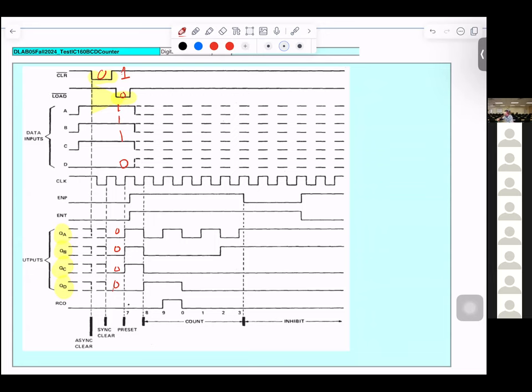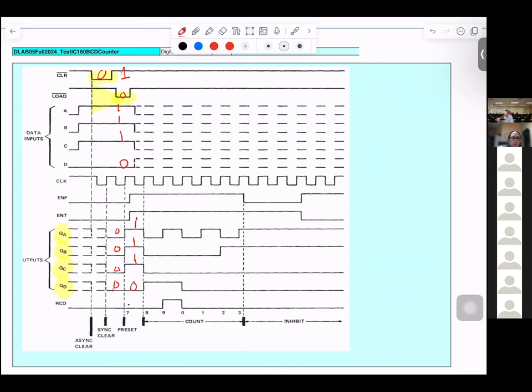So when you set load equal to 0, the output now will be 0, 1, 1, 1, which is 7. That is the load. You can load any number you want. That means you have to apply a number to inputs A, B, C, D. You set the load to 0 and the clear must be 1. Then the output will equal that number.